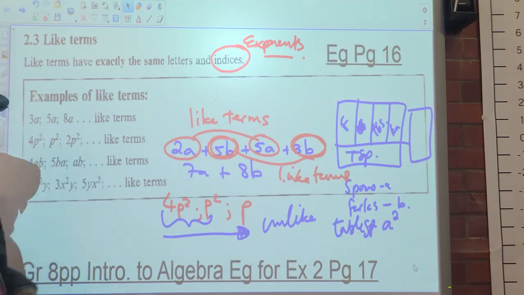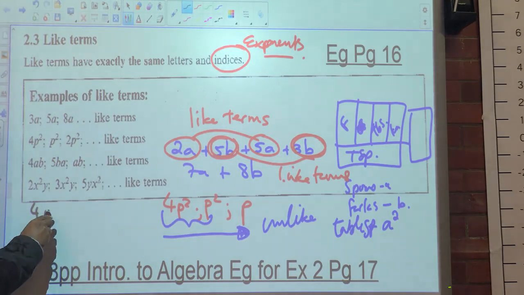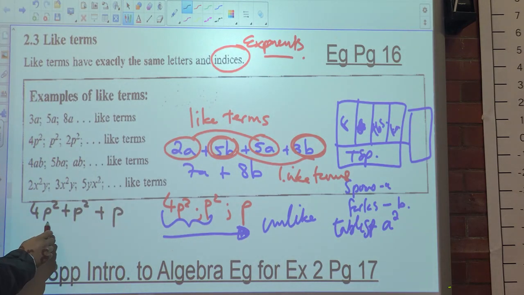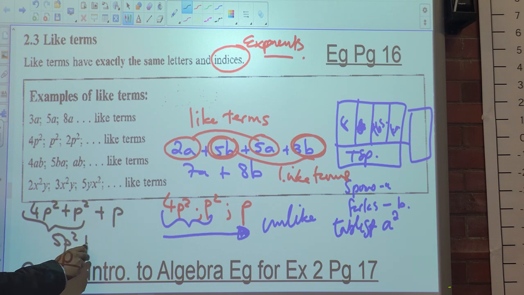So if you're going to add this, so you got 4p squared plus p squared plus p. Could I add that with this? No, sir. So what would this be in total? 5p squared plus p.